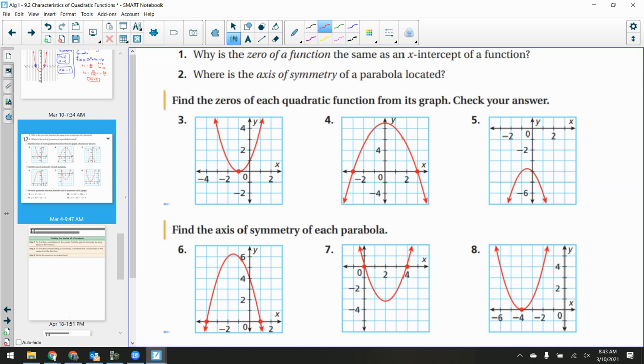Liam, where is the axis of symmetry of a parabola located? This is number 2. Where is the axis of symmetry located? In the center of the graph, the center line, basically.